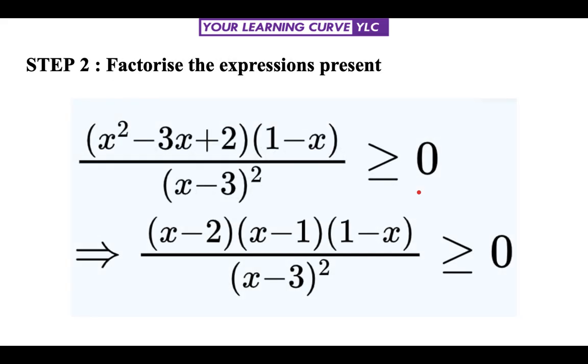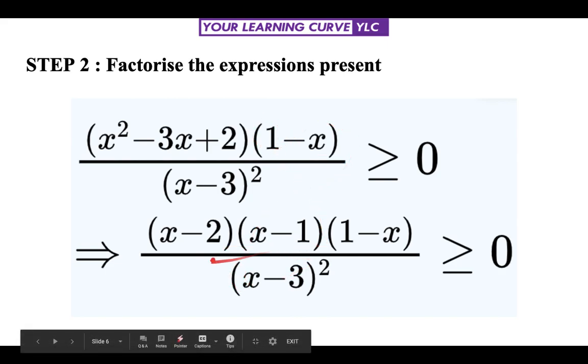Then the second step involved is you have to factorize all the factors involved as much as possible. For example, here 1 minus x is a linear function, x minus 3 is also a linear function, but this is a quadratic function. So we observe that we can factorize this further. So we factorize this as x minus 2 into x minus 1. I have explained this factorization in my lecture where I have explained the quadratic equations. You can refer to that. x square minus 3x plus 2 could be written as x minus 2 into x minus 1. This is 1 minus x and this in the denominator is x minus 3 whole square.